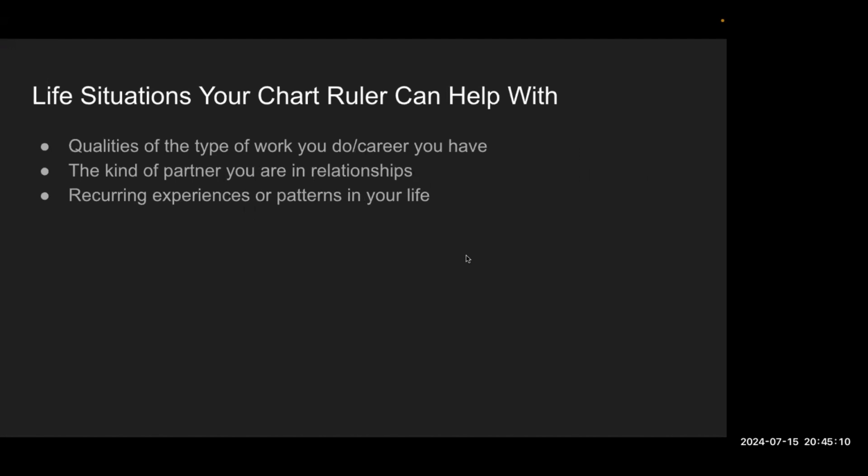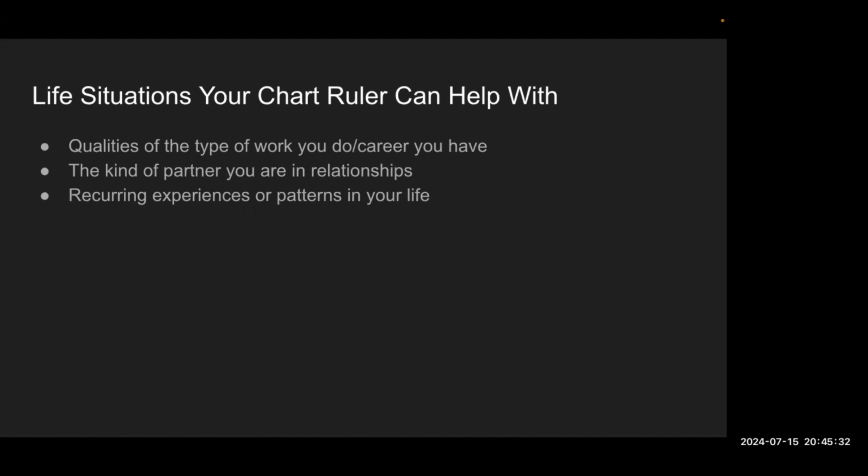But okay, really quick, I just want to say that life situations that knowing your chart ruler could help you with. Your chart ruler honestly helps you understand yourself better, as we just saw. It could describe the qualities of the work and career that you have. Like in Courtney's example, her chart ruler is in her 11th house of social networks. A lot of her drive goes towards creating community and social networks, which is why we're here today.